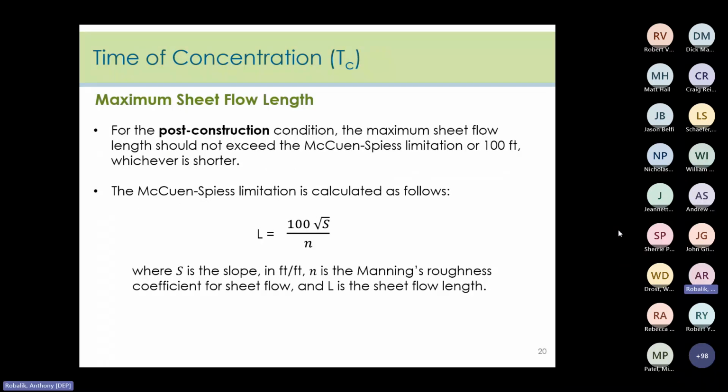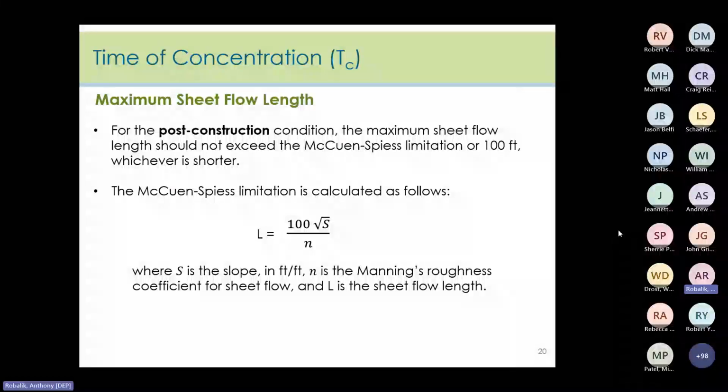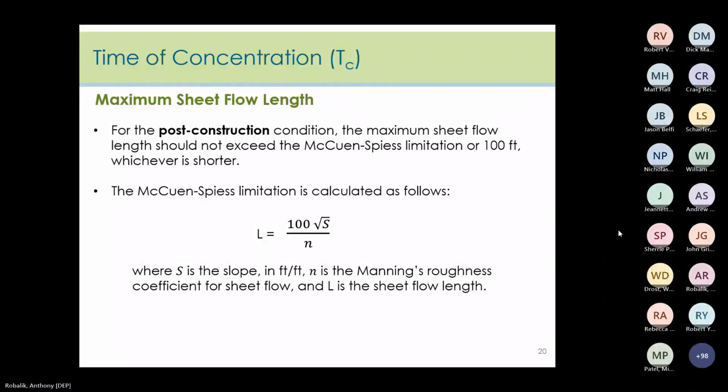So for the post-construction condition, the maximum sheet flow length should not exceed either the McEwen-Speece limitation or 100 feet, whichever is shorter. And the equation to calculate the McEwen-Speece limitation is noted under the second bullet here, where L is the sheet flow length determined by the McEwen-Speece limitation, S is the slope, and N is the Manning's roughness coefficient.